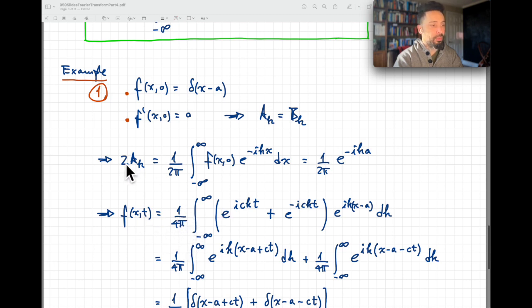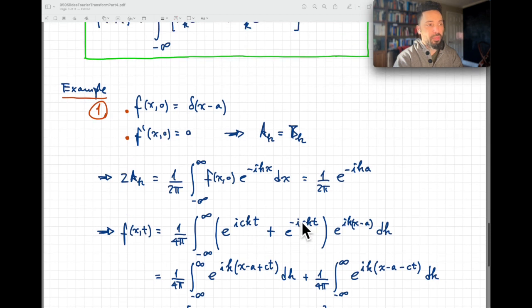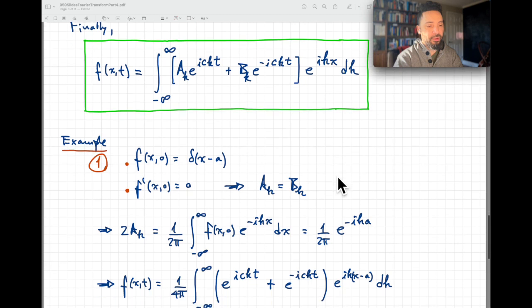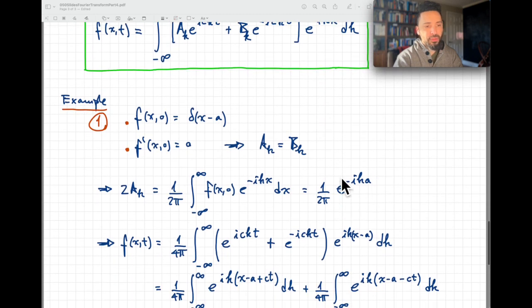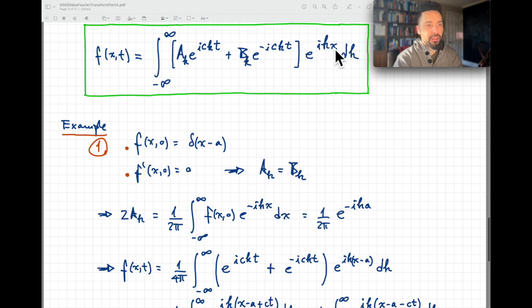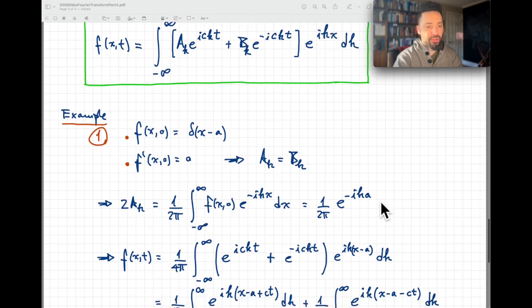This 4 comes from this 2 over here that I put on the other side of the equation. And then we have e to the i ckt plus e to the minus i ckt that are just added, just like that, because a_k and b_k are equal in our case by assumption that the velocity profile is 0. And so this e to the minus ika goes all the way to the end and it attaches to this e to the ikx. That's what I wrote here.